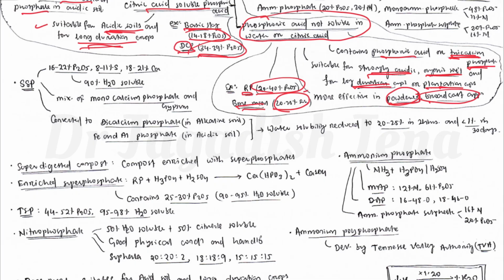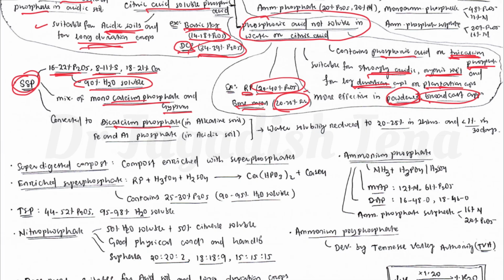For example, single superphosphate, SSP, is the most used phosphatic fertilizer. It contains 16 to 22% P2O5. While calculating, we use 16% P2O5, where 90% is water soluble. It contains 8 to 11% sulfur and 18 to 21% calcium. It is a mixture of monocalcium phosphate and gypsum. So SSP is nothing but a mixture of monocalcium phosphate and gypsum.